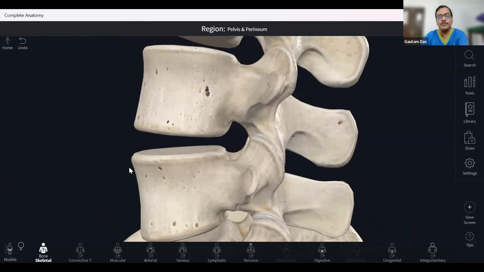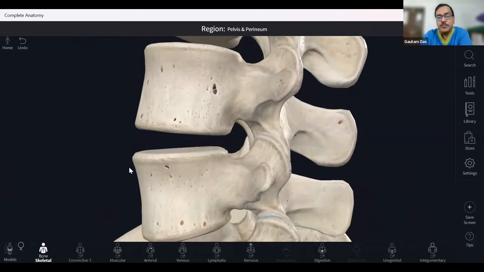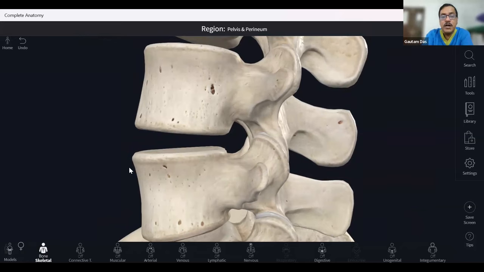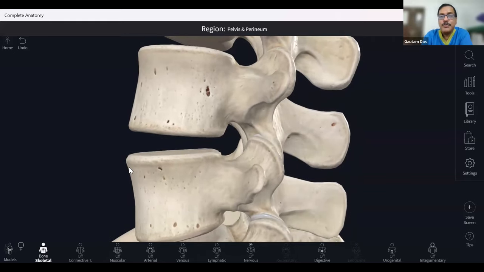To understand the neural foramen, I already have shown you that, again, just for the recapitulation. So the neural foramen anatomy should be very nicely learned. Neural foramen, upper boundary, you can unmute and talk with me. So the roof is formed by?